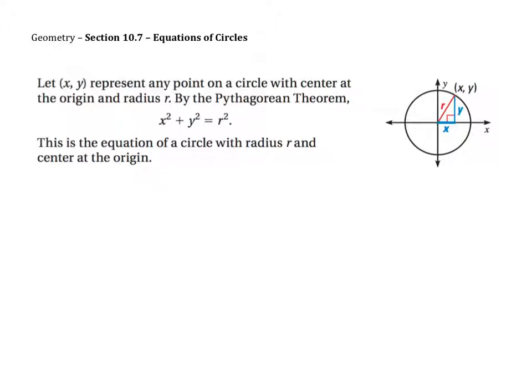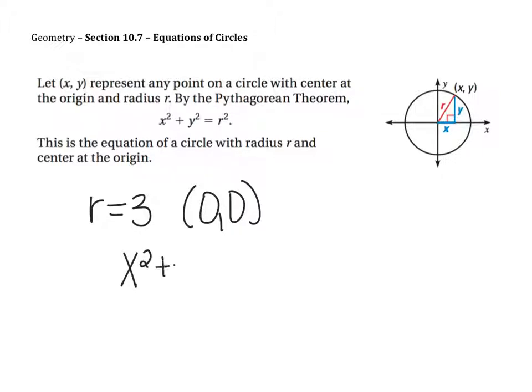So if I told you that the radius is 3 and the center is at the origin 0, 0, all you would have to do to find the equation of the circle is to take x squared plus y squared and set it equal to r squared, which in this case would be 3 squared, so you would simplify that to just simply 9.